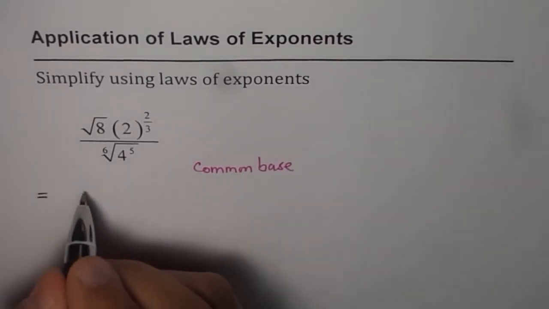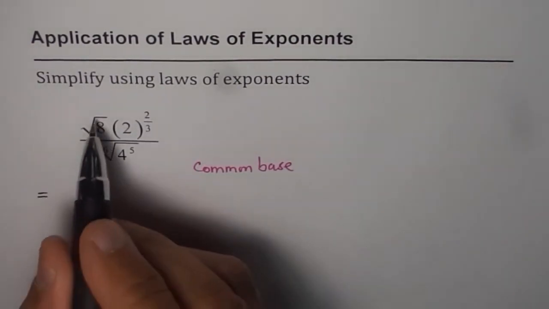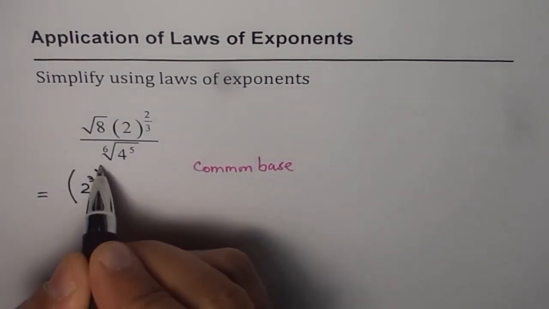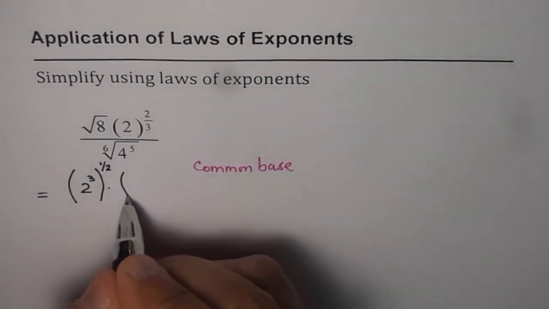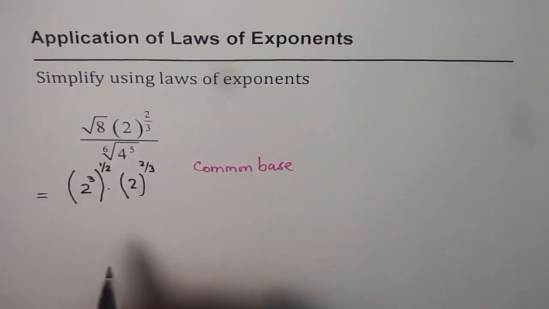So we can write 8 as 2 cubed. So we get 2 cubed. Now square root really means to the power of half. So we can write this as to the power of half, correct? So that is square root of 8. Now 2 is already written in the exponential form, which is 2 to the power of 2 over 3.